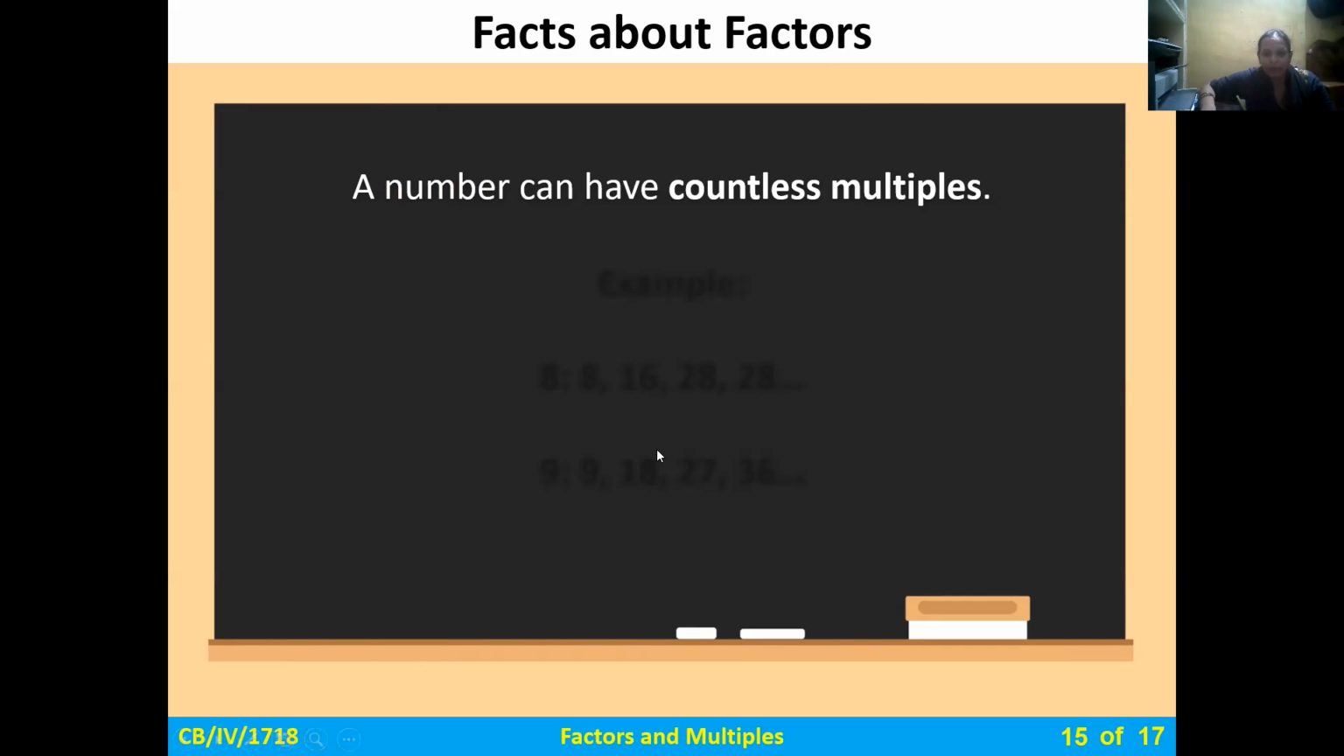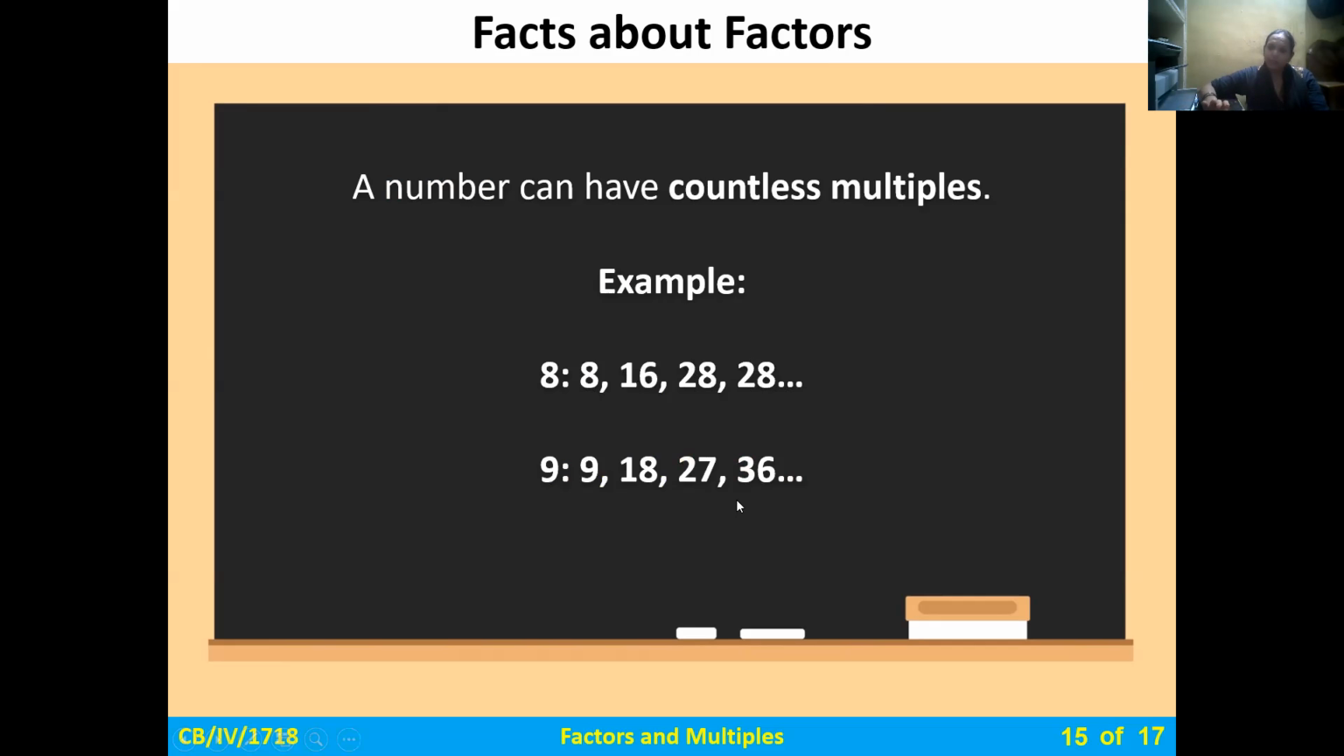So for example, let's see 8. Now multiply 8 by 1. So you get 8, 8 twos are 16, 8 threes are 24, 8 fours are 32, 8 fives are 40, 8 sixes are 48, and keep on multiplying till 100, 200, 300. There is no end to getting multiples of 8. Similarly, if I ask you to find the multiples of 9, there are countless multiples of 9.